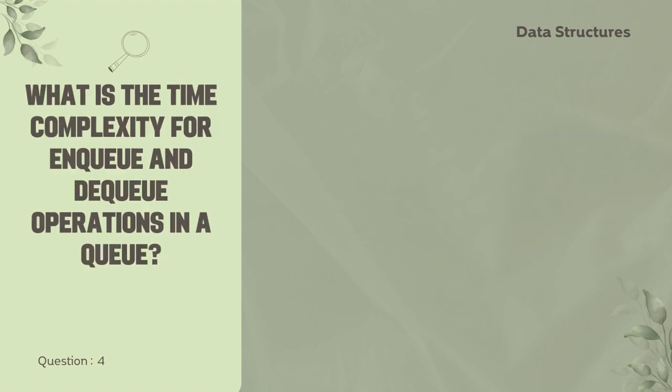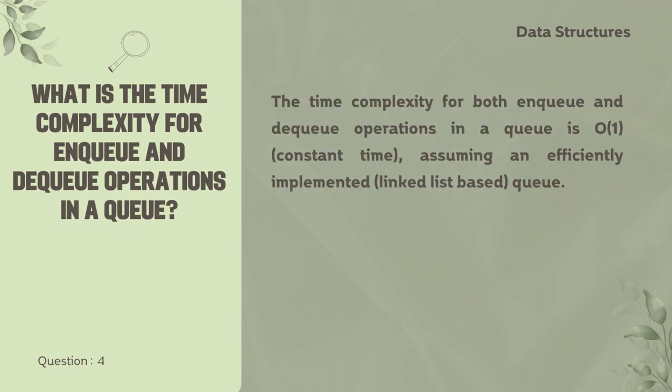What is the time complexity for enqueue and dequeue operations in a queue? The time complexity for both enqueue and dequeue operations in a queue is O(1), assuming an efficient implementation, like a linked list based queue.